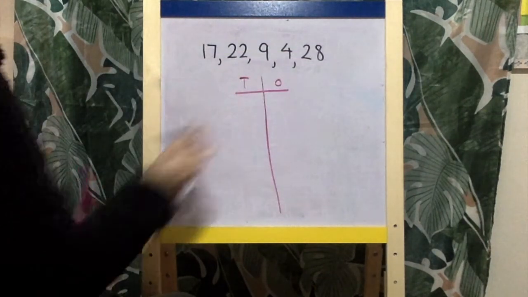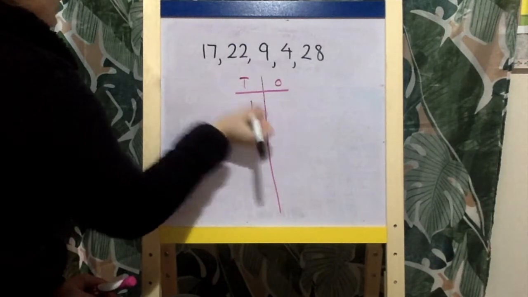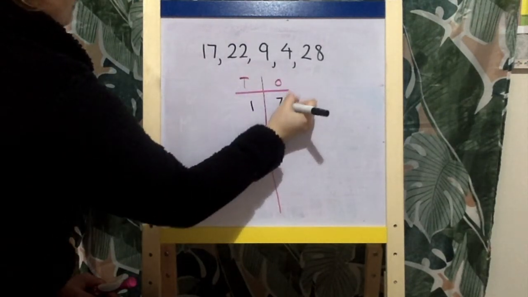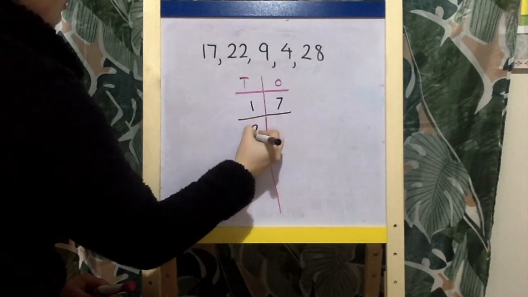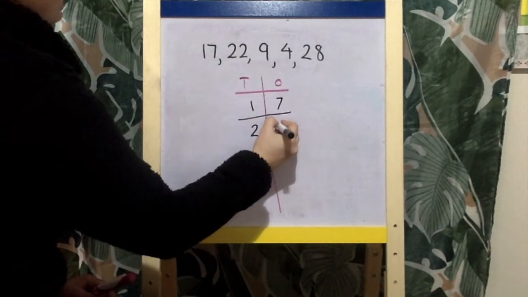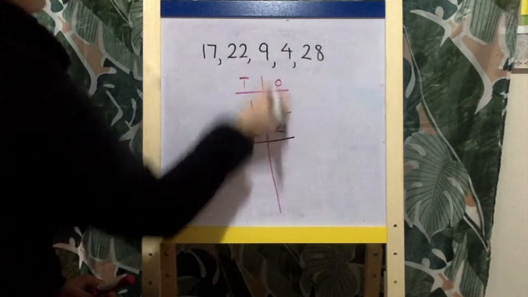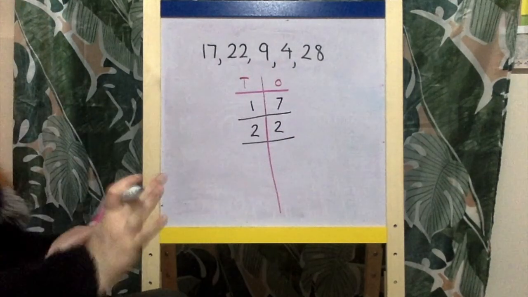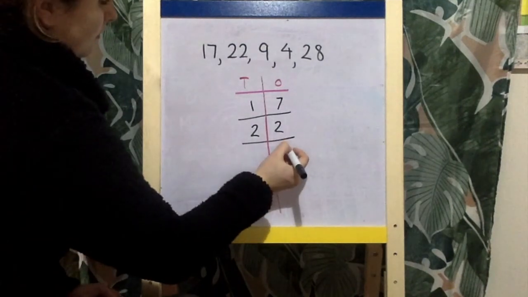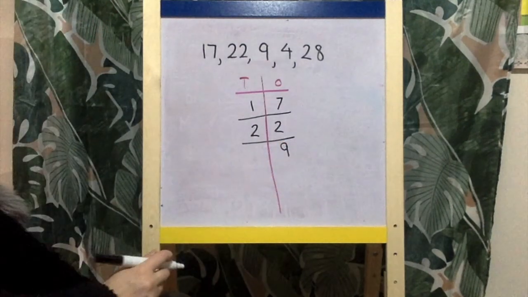So I've got 17 first. I've got a 1 in the tens and 7 in the ones. My next number is 22. Same thing, 2 in the tens, 2 in the ones. Here I've got 9. Now there's nothing in the tens, so we leave it blank. And 9 in the ones.